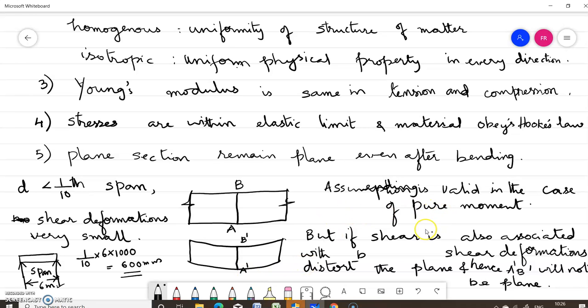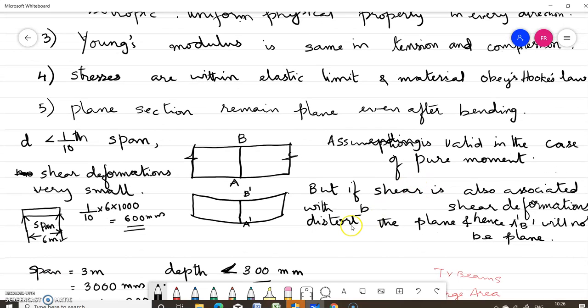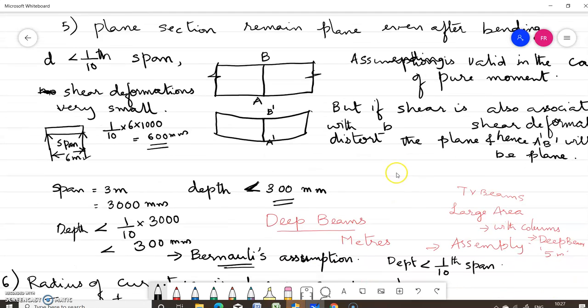So this assumption is valid in the case of pure moment. But if shear is also associated, then shear deformations will distort the plane, and hence A dash B dash will not be plane. So this is applicable only when the depth is less than 1/10 of the span. So if the span of the beam is 6 meter, the depth should be less than 600 mm. Then only this fifth assumption is valid, that is, plane sections remain plane even after bending.